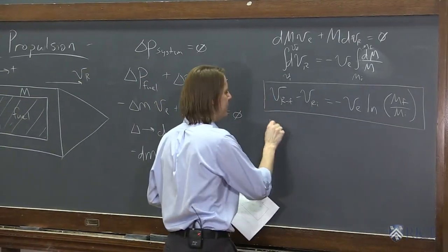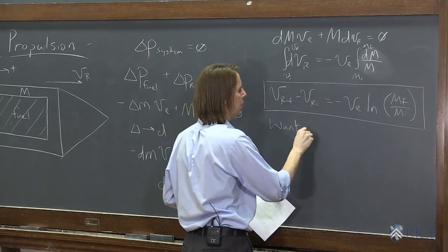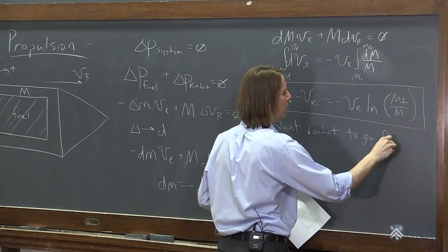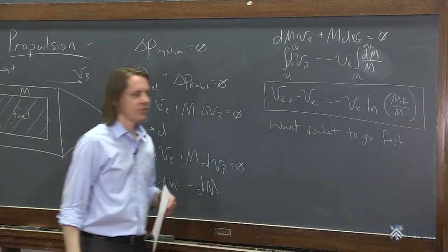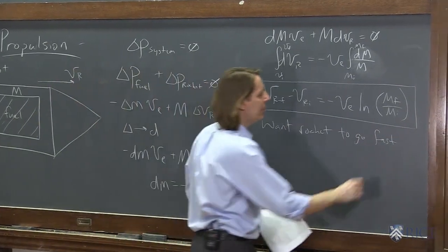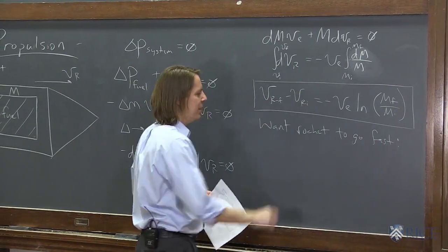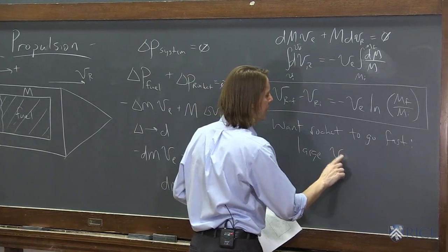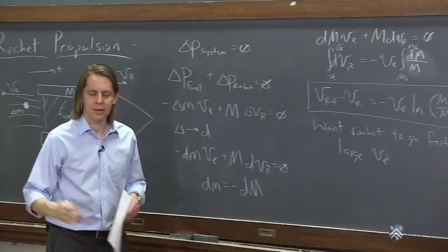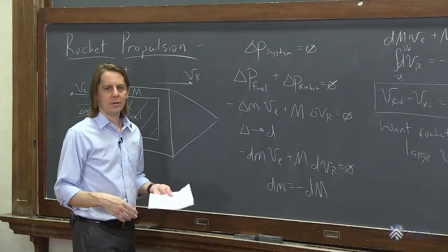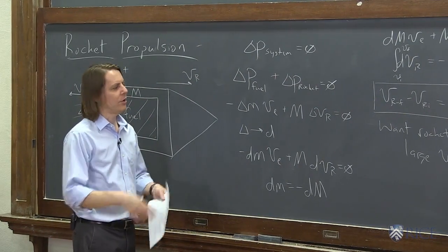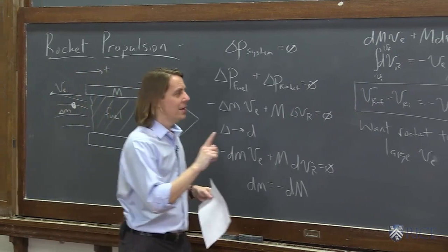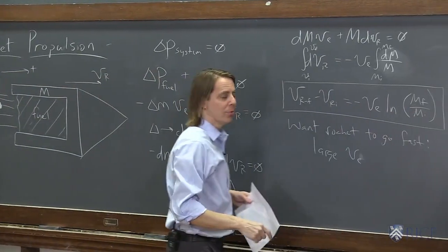So if you want the rocket to go fast, either to get somewhere fast or to escape the gravity well of the Earth, equivalently it needs to go fast, you want a large exhaust velocity, clearly. So the faster that exhaust blows out the back, the faster your rocket will go, and that's why there are big chemical explosions. The other thing is you want a large MF to MI ratio.